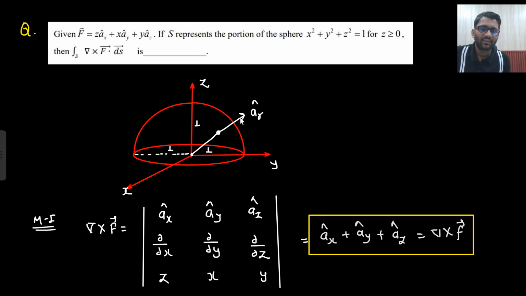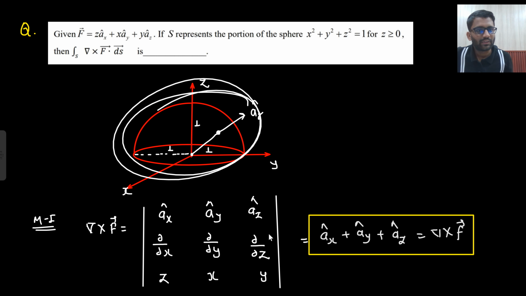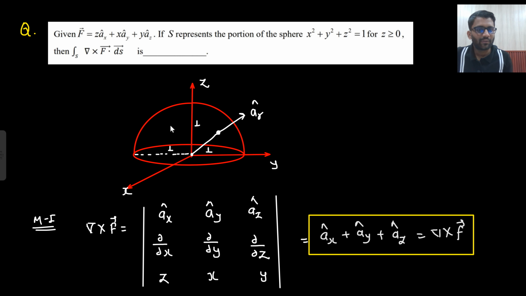Method 2. One more page should be added. I need to find del cross F dot dS, right? Is it a closed surface? No, sorry, I should not say closed surface. Is it made from closed line only? Can I say it is a closed line? Yes, this is made from closed line only.